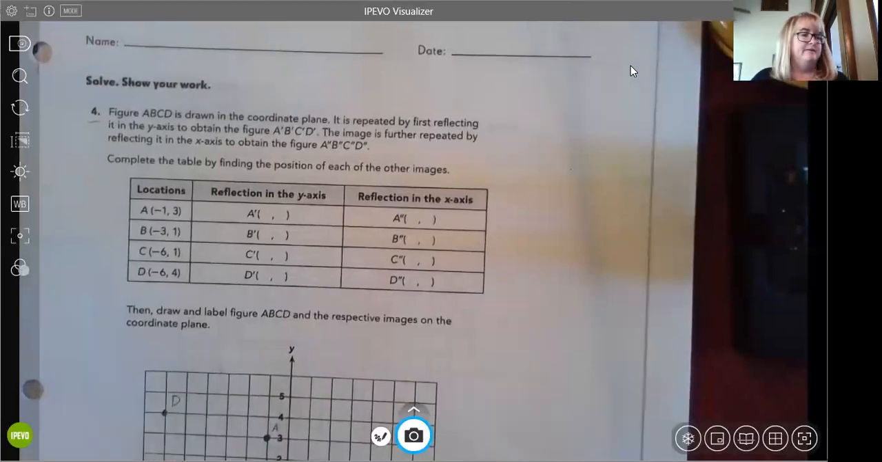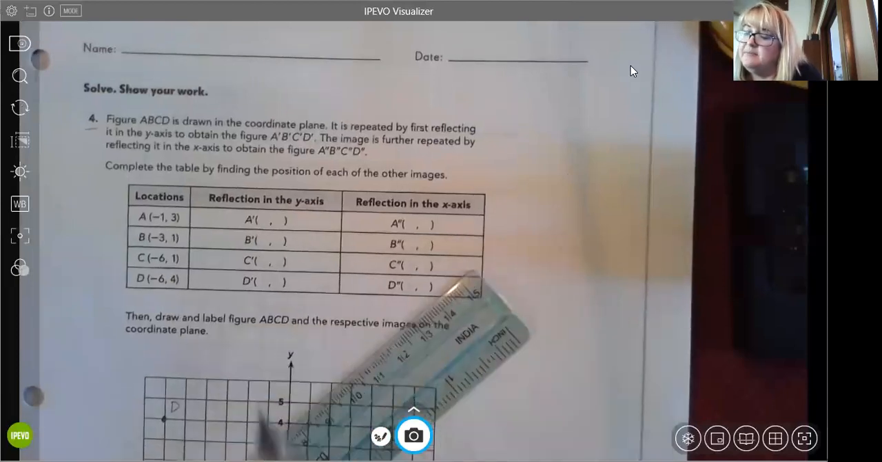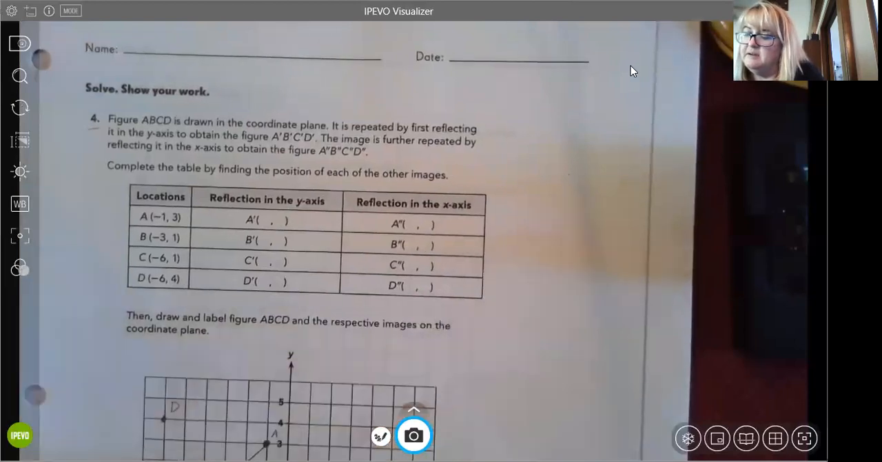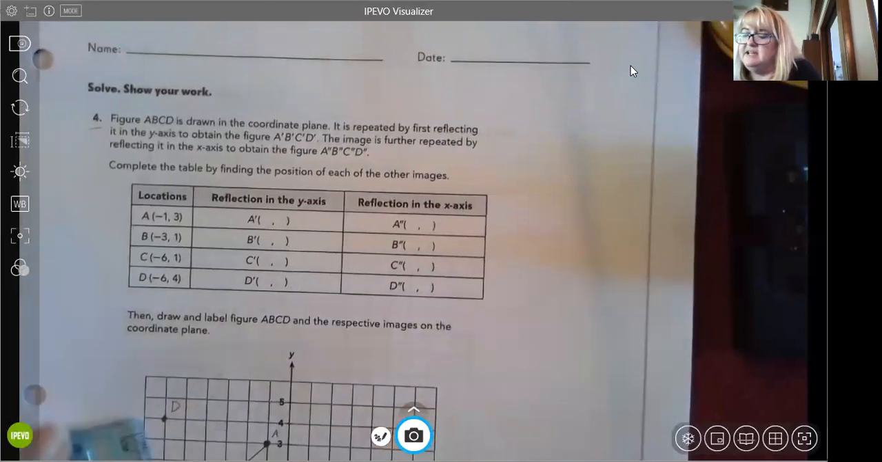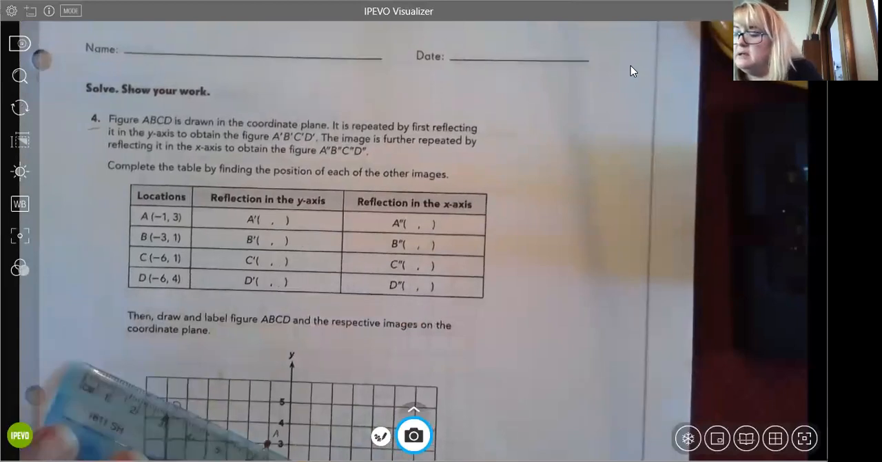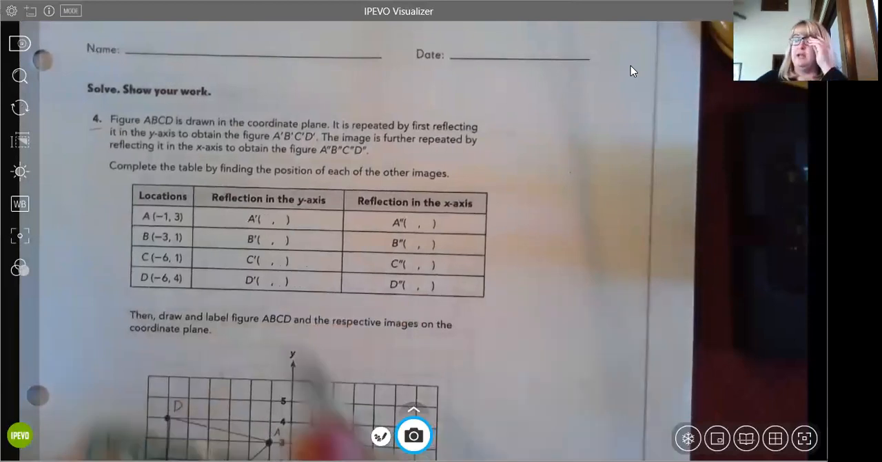Oh, so we've got an unusual shape. So let me make sure I'm in the right place. Negative 1 and 3, negative 3 and 1, negative 6 and 1, negative 6 and 4. Yep. Okay, so then we need to connect them in order. A, B, C, D. A to B. B to C. C to D. And then D to A. So it's an irregular shape. All right, it is a quadrilateral.